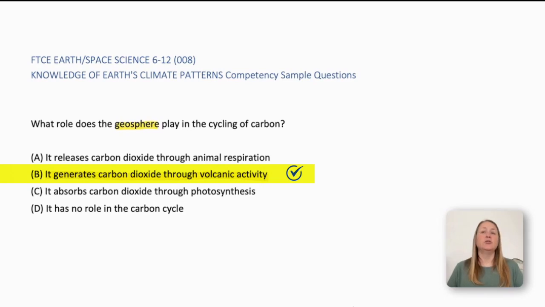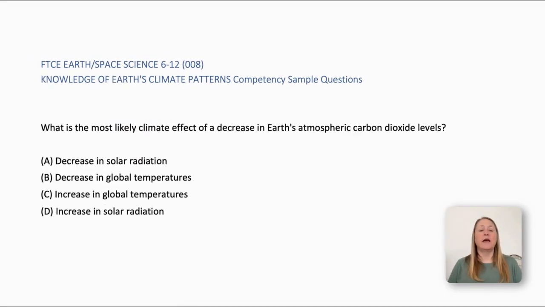The geosphere contributes to the carbon cycle primarily through volcanic activity. When a volcano erupts, it releases carbon dioxide stored in the Earth's crust into the atmosphere, adding to the overall carbon cycle. What is the most likely climate effect of a decrease in Earth's atmospheric carbon dioxide levels?